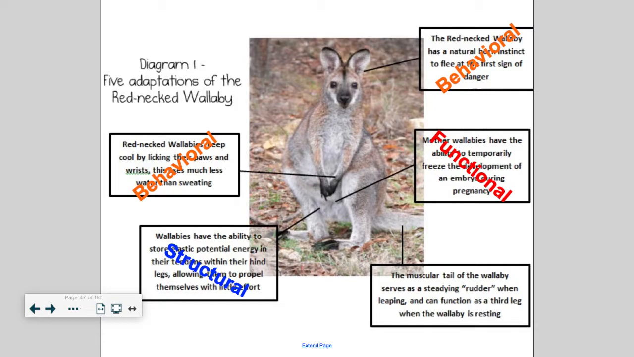All right, do we feel a little bit better classifying adaptations? Because this is kind of what you're going to be doing for your project tomorrow.